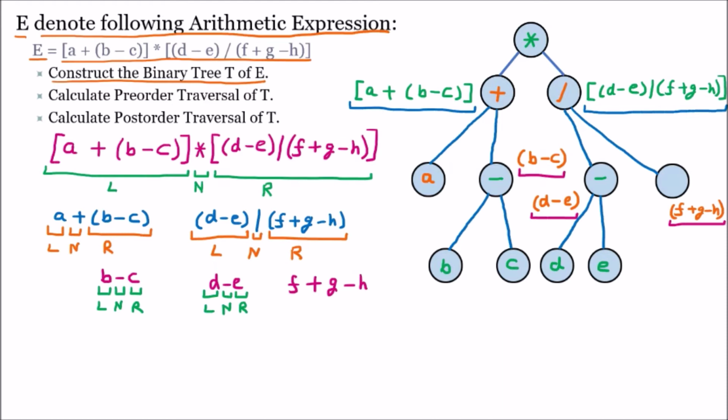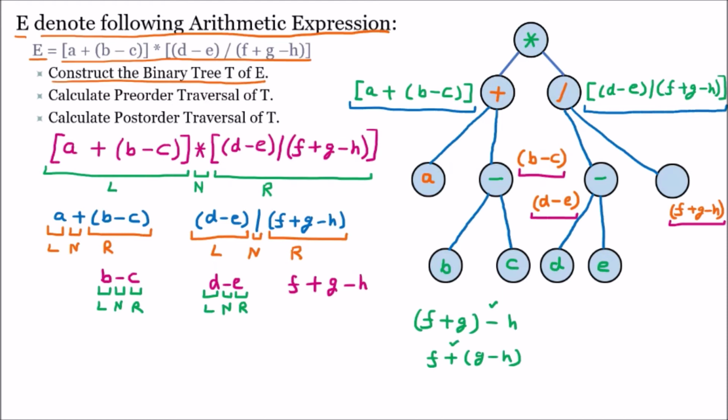There are two options. We can put f plus g into a bracket, then minus h. Here minus will be the parent. Or we can go in another direction, where we say f plus, and put g minus h inside the bracket. Here plus will be the parent. Now both ways the tree will be constructed differently. So which one is the correct?